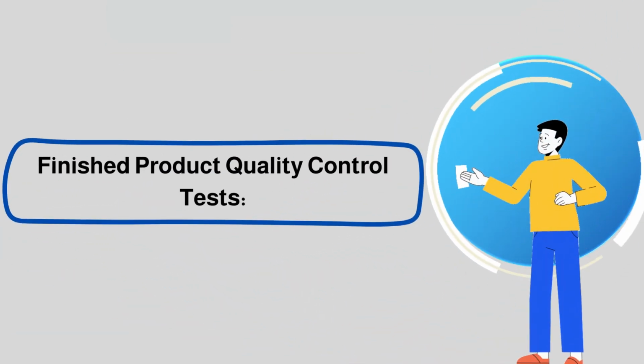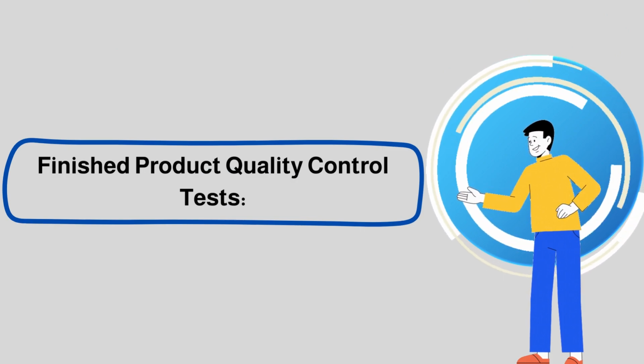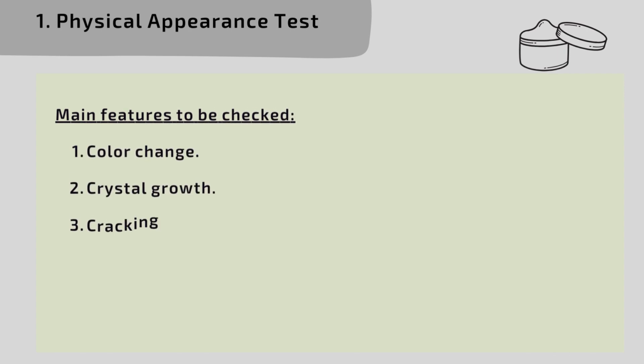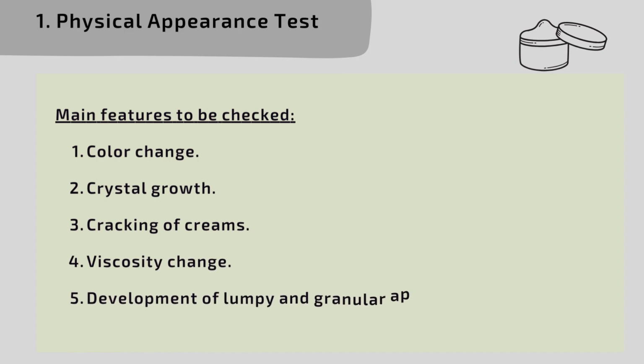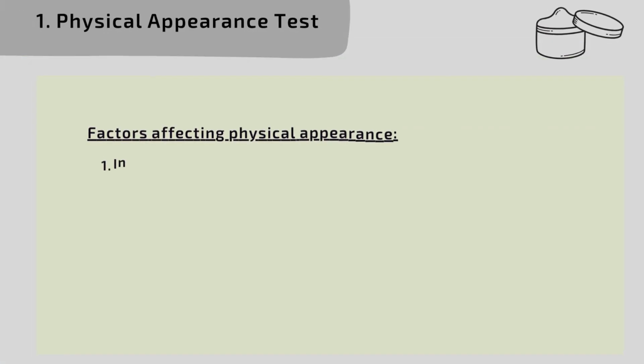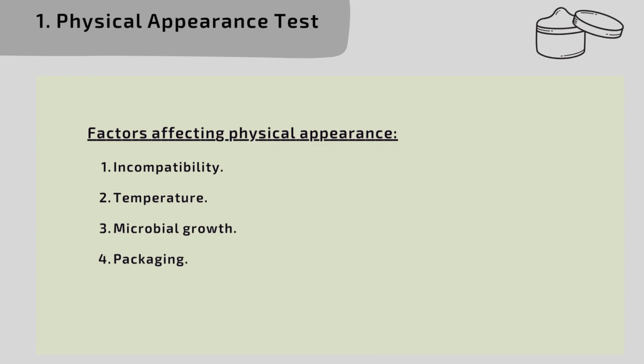Finished product quality control tests. We have a number of tests to check the quality of finished product. Let's start with the first test, which is the physical appearance test. Main features to be checked here are color change, crystal growth, cracking of creams, viscosity change, development of a lumpy and granular appearance. Factors affecting physical appearance: incompatibility, temperature, microbial growth, and packaging.